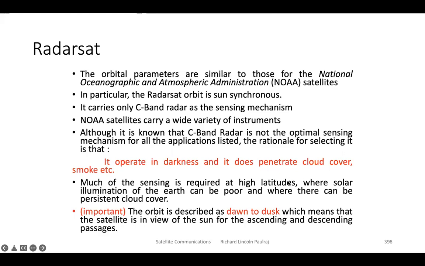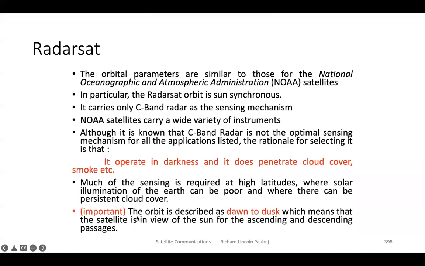Much of the sensing is required at high latitudes, where solar illumination of the earth can be poor and where there can be persistent cloud cover. For example, places like Antarctica are always cold and snowfall, all snow covered. Even the seabeds there are frozen. So when you want to do remote sensing there, this kind of C-band radar is actually helpful.